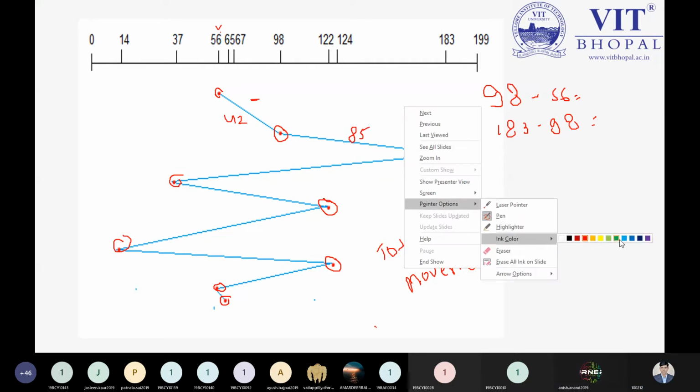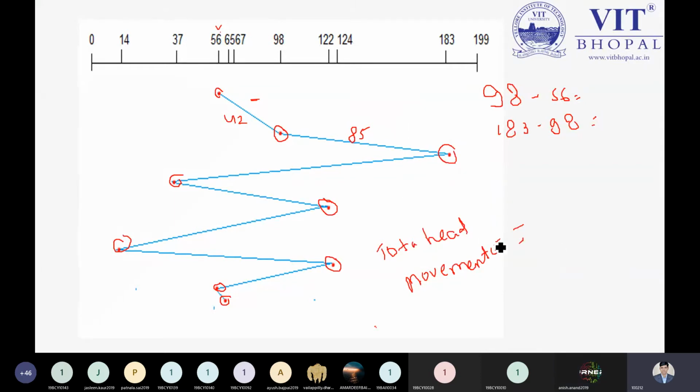Yes, sir. Please let me know, because I don't have the solution right now, so I'm solving along with you. So 42 we got over here, and 85 we got over here, and then you are coming from 183 to 37. So the difference will be 146. Okay, good. And then 37 to 122, so it would be 85. Okay, and then you are coming from 122 to 14, so there will be 108. Am I right? Okay. Yes, sir.